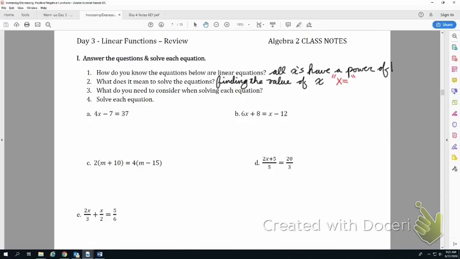What do you need to consider when solving each equation? We're not going to actually write down the answer to this. Let's just kind of talk about it. What do we need to consider whenever you're solving? This has a lot of correct answers to it.